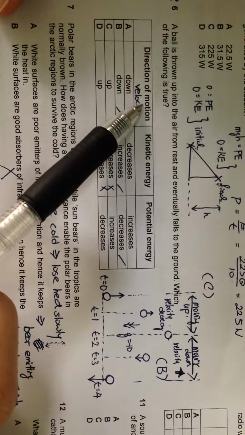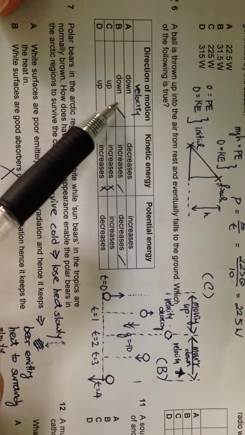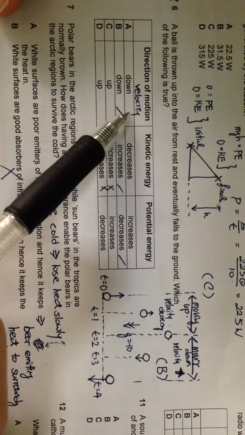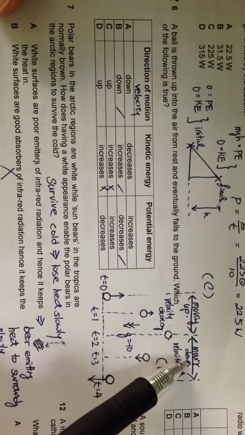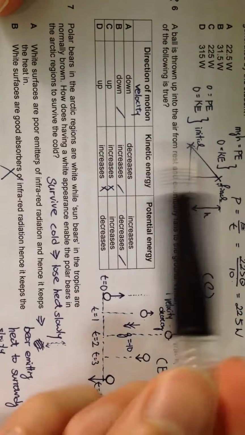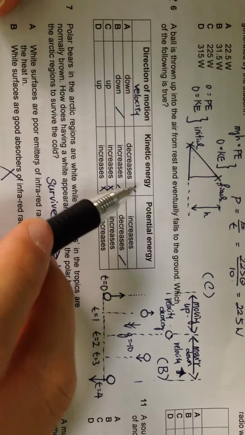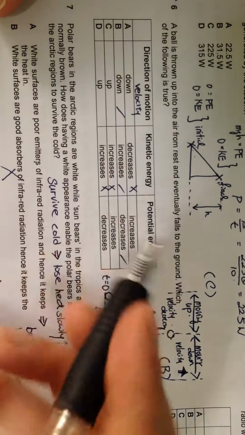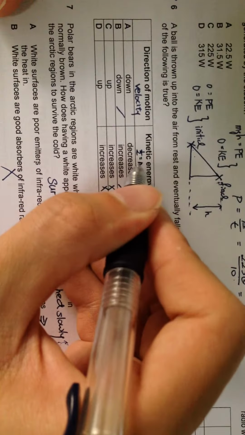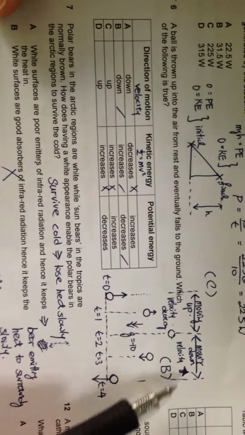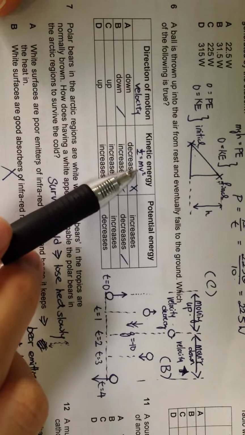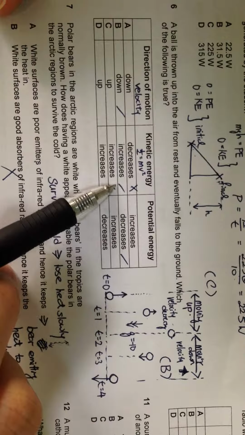Okay, so once you understand this relationship, look at the options. The direction of motion is going down. Let's look at these two first. When the motion is going down, my velocity will be increasing. So you know that A is wrong, right? Why is it wrong? Because KE equals half mv squared, so if my velocity is increasing, my KE must be increasing as well.